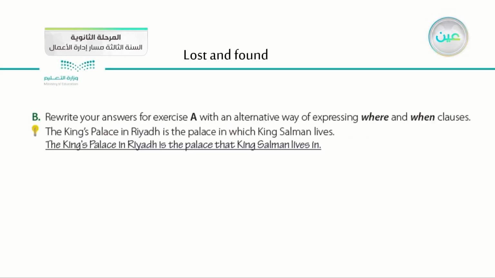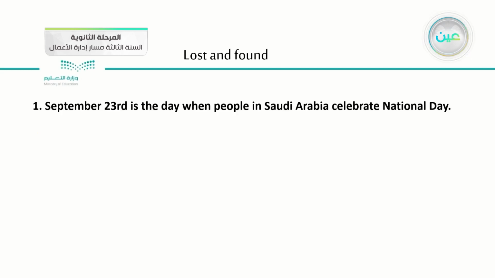And here we have the second exercise, which is: rewrite your answers for exercise A with an alternative way of expressing where and when clauses. The King's Palace in Riyadh is the palace in which King Salman lives. So let's go over them together.